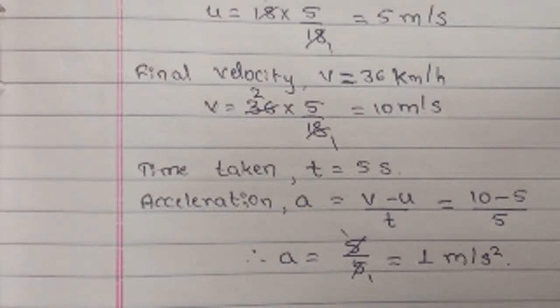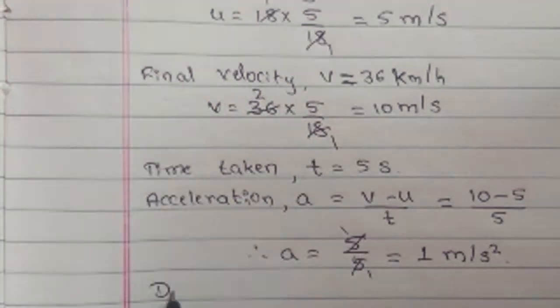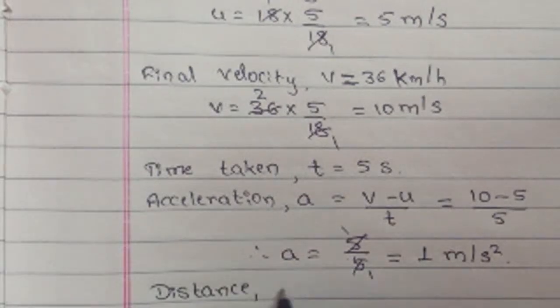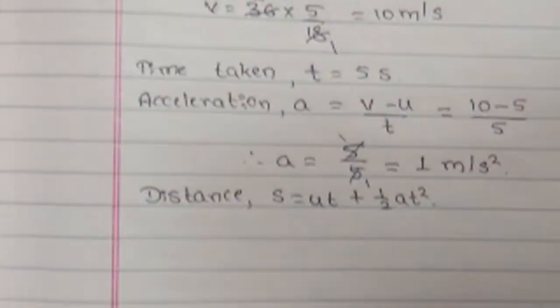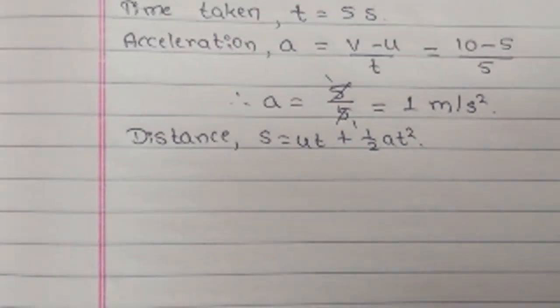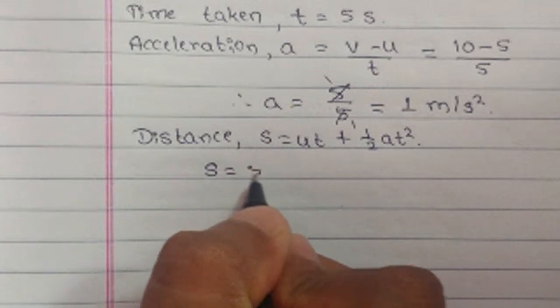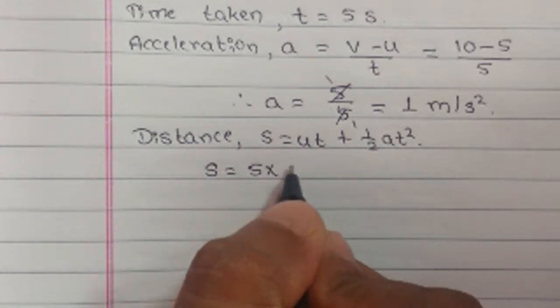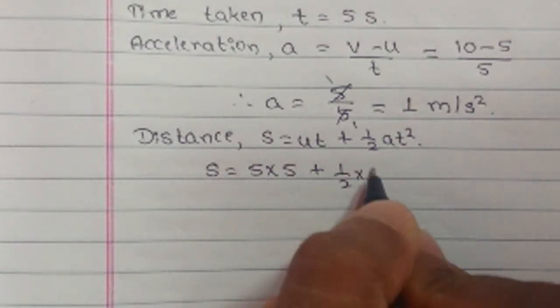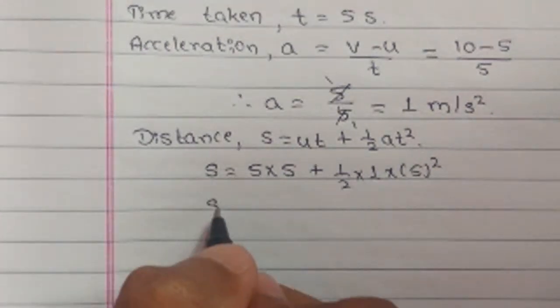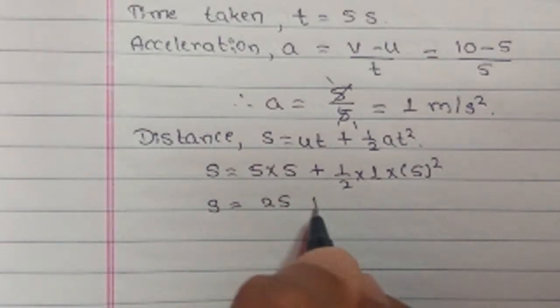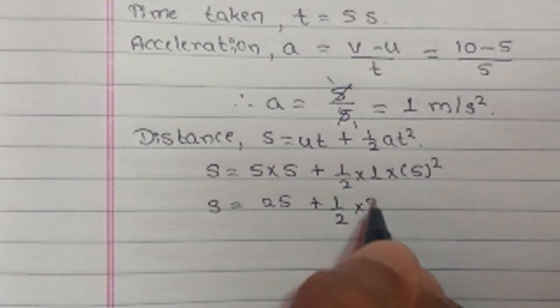In the previous method, initial velocity was 0, that's why I used v square minus u square equals 2as for the simplification. In this case we can consider any one. I'll use distance traveled, s equals ut plus half at square. s equals u value, which is how much? 5, and time t is how much? 5 seconds, plus half into a value, acceleration is 1 meter per second square, and time is again 5 square. So s becomes 5 fives are 25 plus half into 1 is half, 5 square is 25.